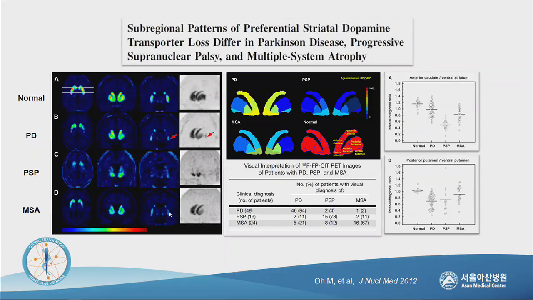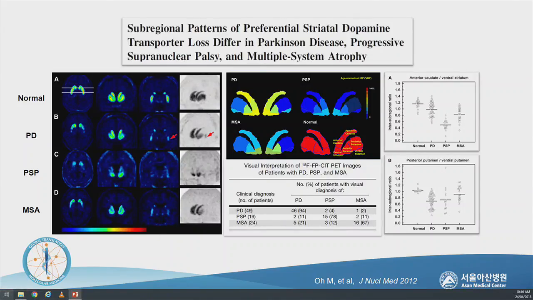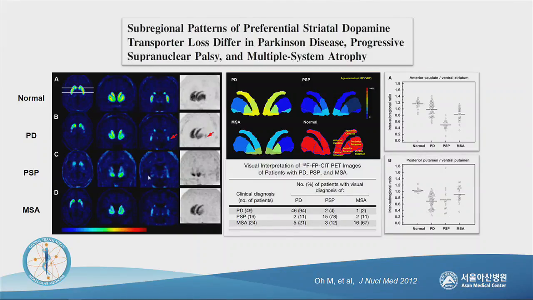This is my study. Let me show another of my studies, and this figure is a typical case of Parkinson's disease. As you can see, there is decreased uptake in the posterior putamen and relative sparing of the ventral putamen. And PSP shows diffusely decreased uptake in the posterior putamen and caudate nucleus, and the MSA looks like PD, but there is no relative sparing of the ventral putamen, as you can see.